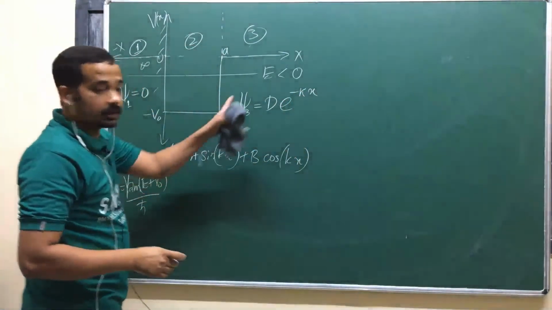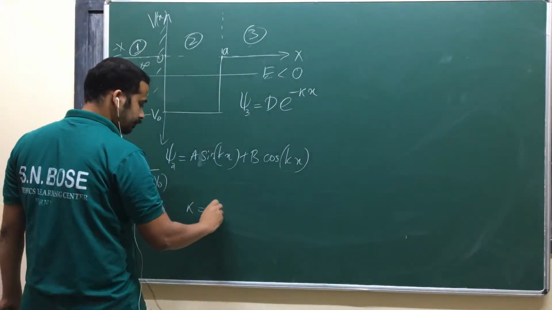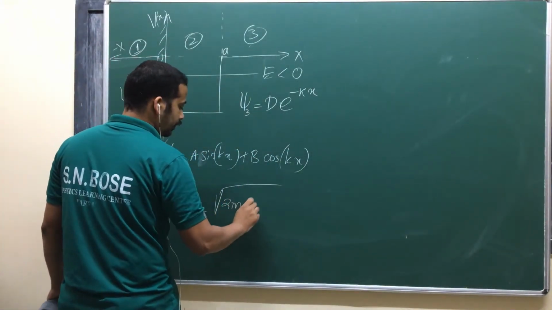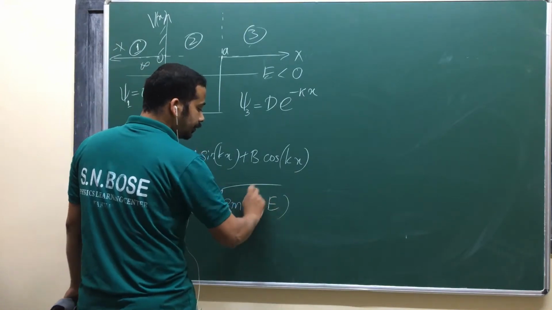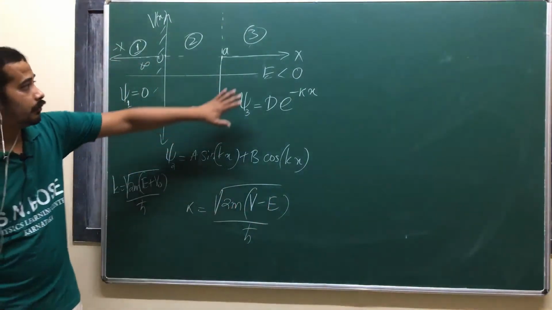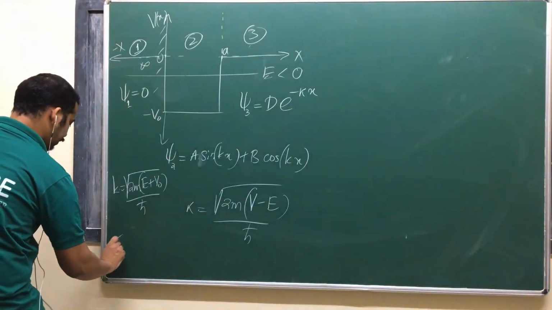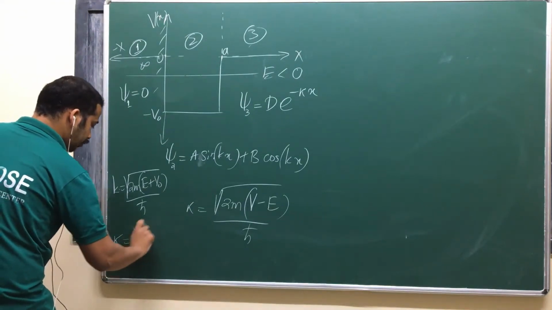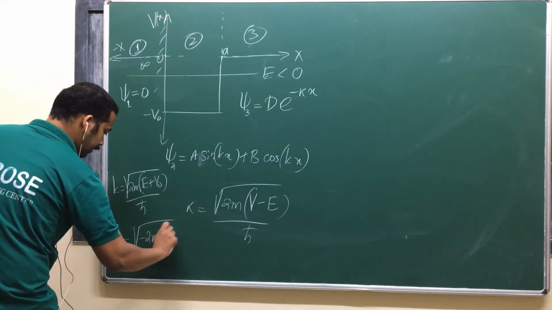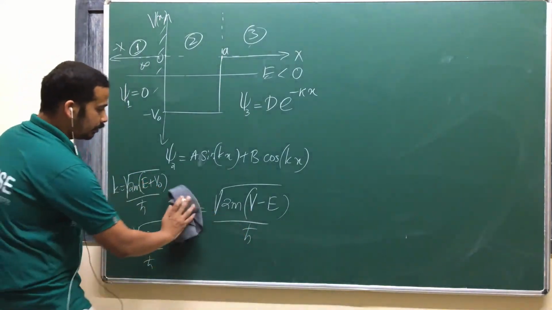Since it is a classically forbidden region, how do we define that kappa? Root of 2m(V minus E) by h bar in the classically forbidden region, but V equal to 0 here. So that's why this kappa is nothing but root of minus 2mE divided by h bar. V equal to 0, you have to keep these things in mind.